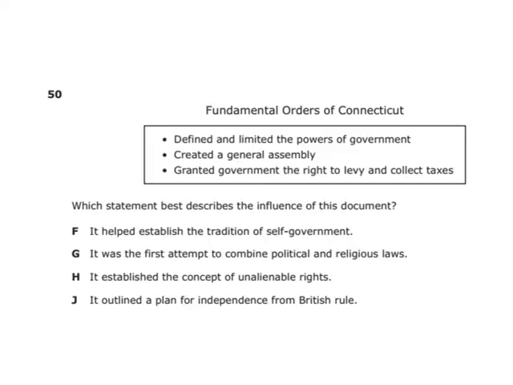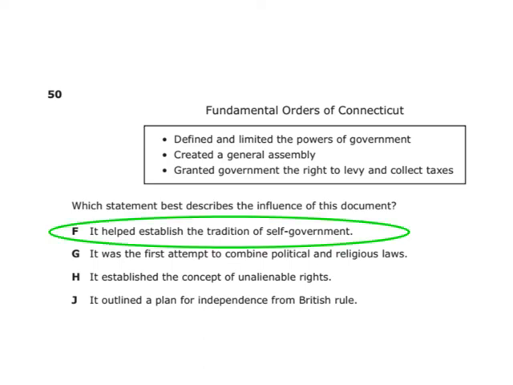Fundamental Orders of Connecticut defined and limited the powers of government, created a General Assembly, granted government the right to levy and collect taxes. Which statement best describes the influence of this document? It helped establish the tradition of self-government. Again, same theme throughout. This is the early colonial government. They needed their own self-government.